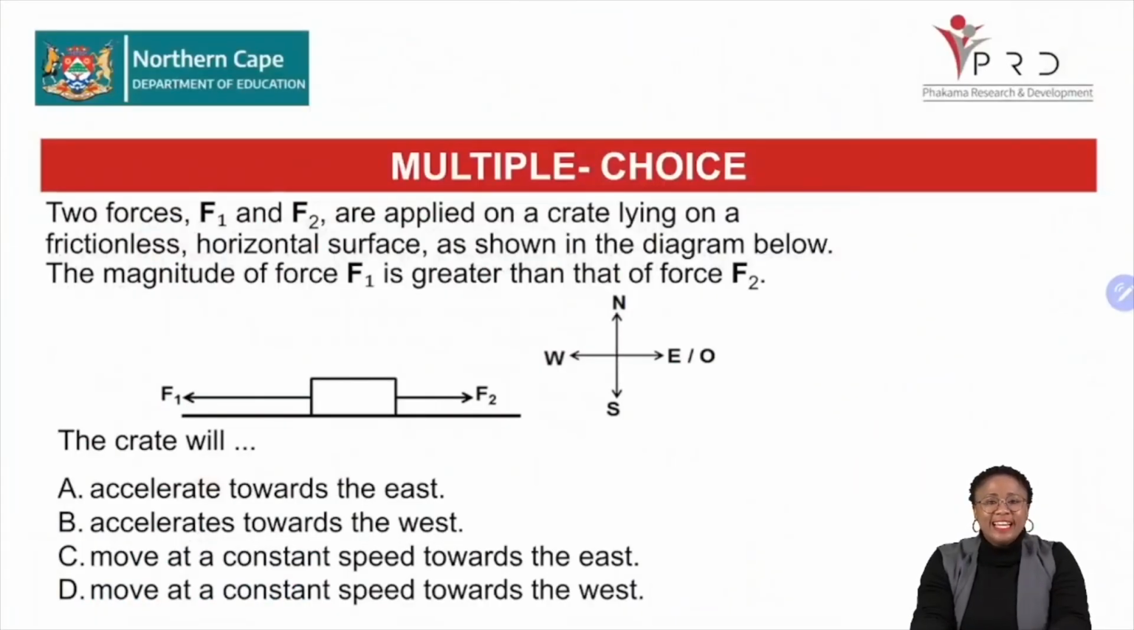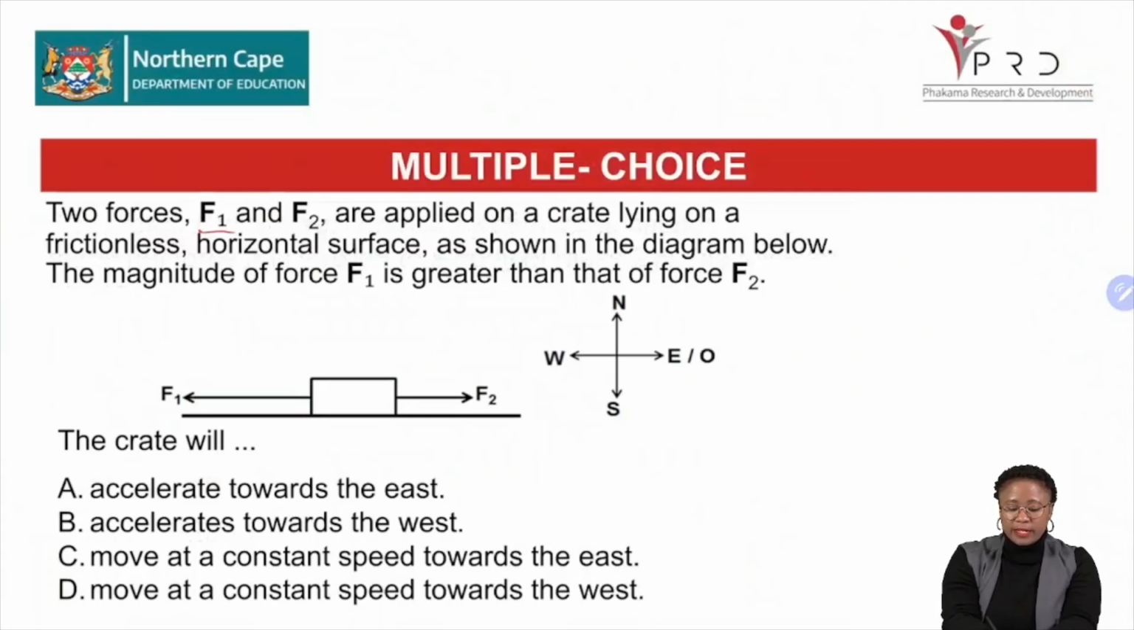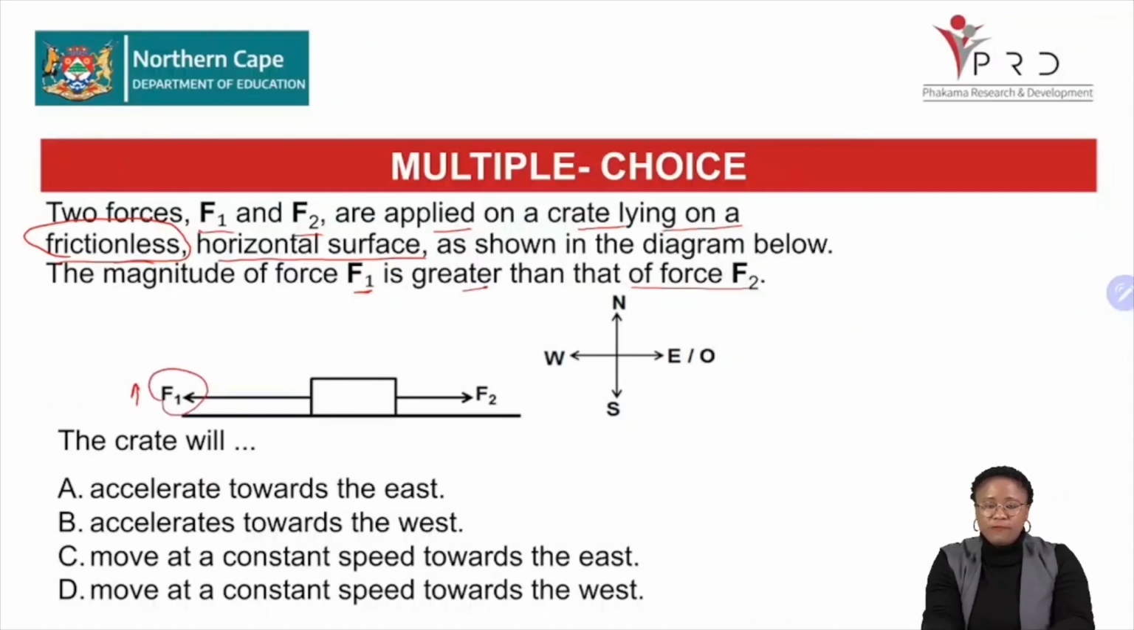Now let us look at exam questions. Let's look at how to answer multiple choice questions. I have a multiple choice question over here. It says, two forces, F1 and F2, are applied on a crate lying on a frictionless horizontal surface. You know the keyword frictionless. You already know that we ignore friction. As shown in the diagram below, the magnitude of F1 is greater than that of F2. So F1 is greater than that of F2. Then you are given the directions over here, east, west, north, and south. The crate will accelerate towards the east.